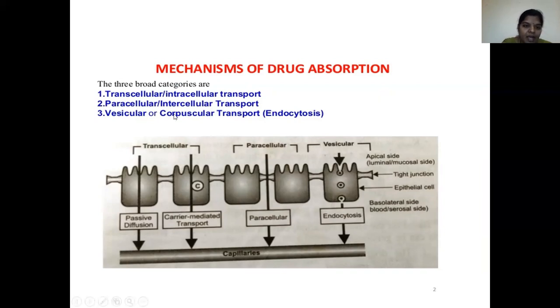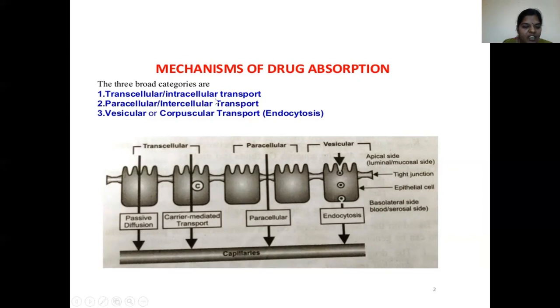See here, within a particular cell, that is called intracellular or transcellular. And the second one is paracellular or intercellular. Intermediate means what? Between. Same like that, intercellular. So here two cells are there, so the transport of drug absorption will happen in between the cells. See here, paracellular or intercellular. And the third one is vesicular or corpuscular transport or endocytosis. See here, ma'am, once again I am reading: vesicular or corpuscular transport, endocytosis.